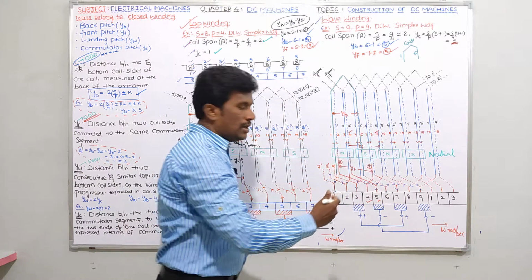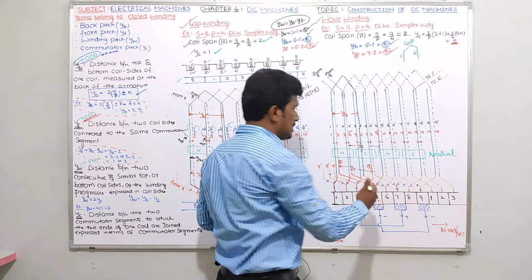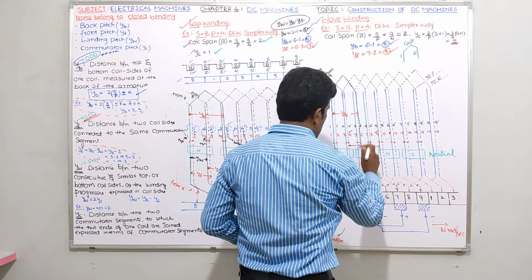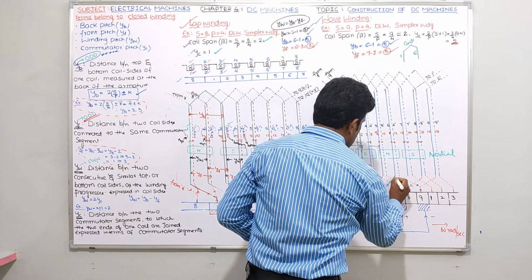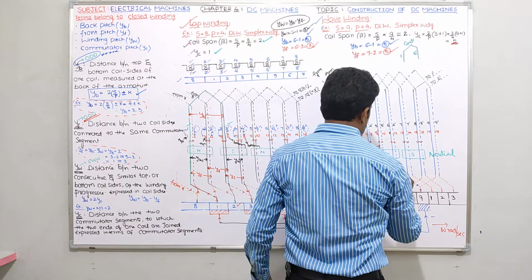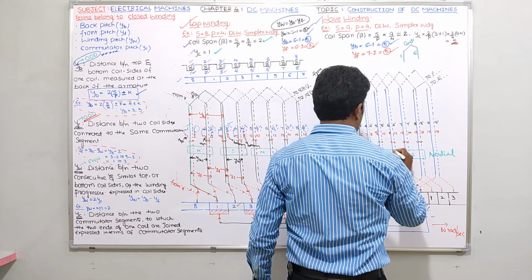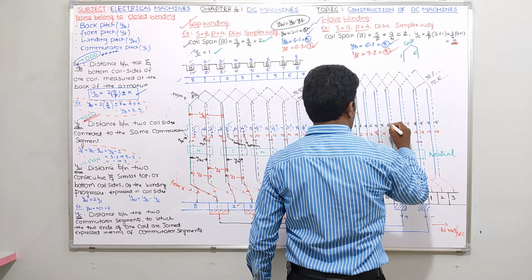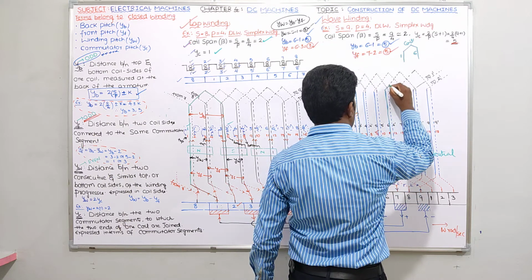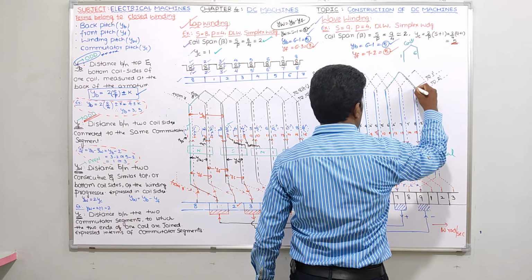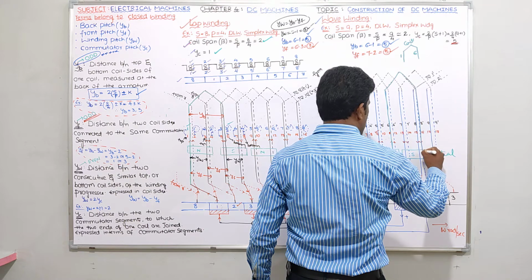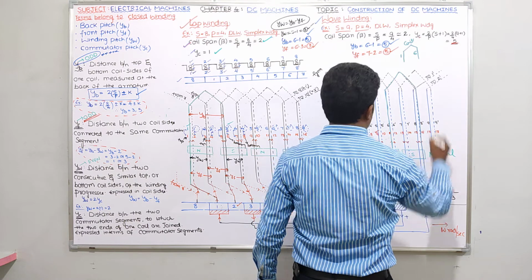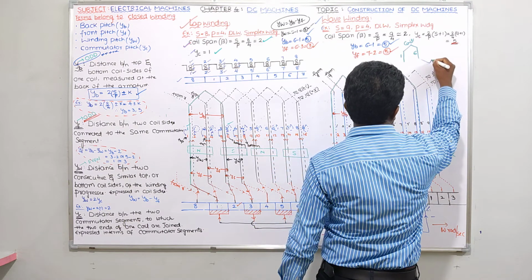What is the other coil? 1 to 6, okay. What is the other coil? If you go like this, your second coil starts from this portion, 11 to 16. That means like this.